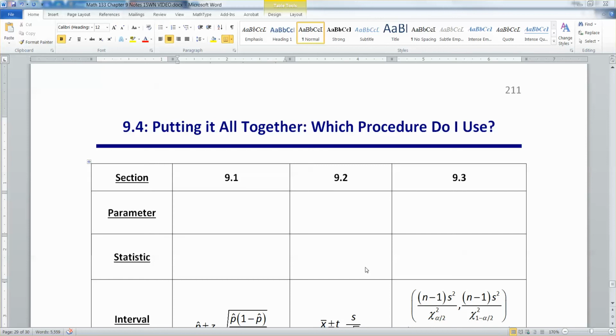In Chapter 9, we've learned a lot of pieces and parts and definitions, and we have four different kinds of confidence intervals that can get really confusing. So we're going to take a page here and just kind of regroup and figure out what we're talking about.